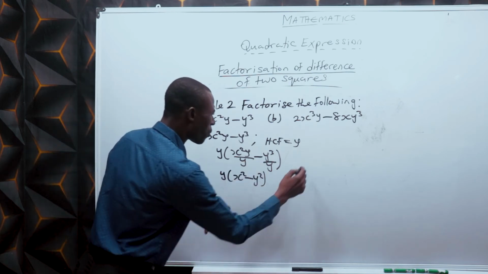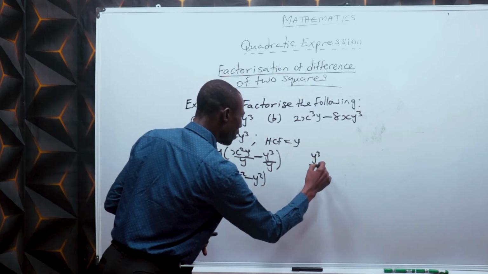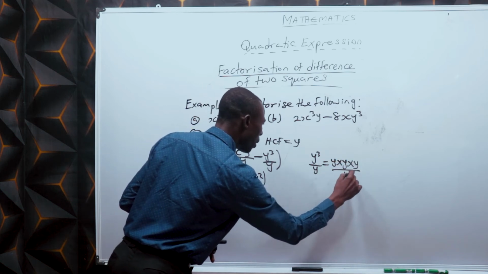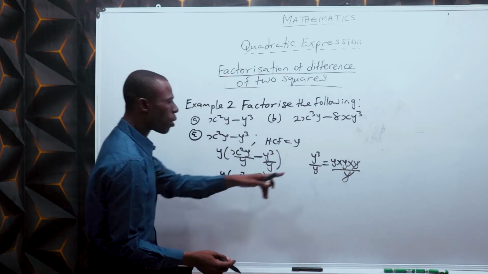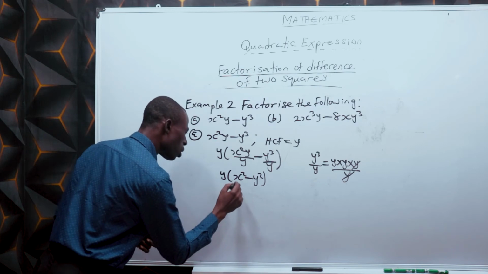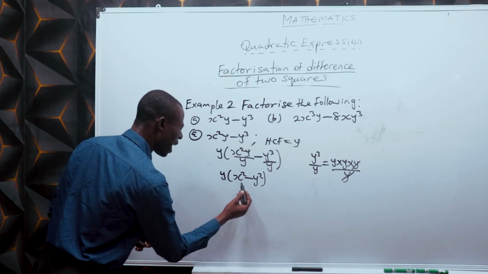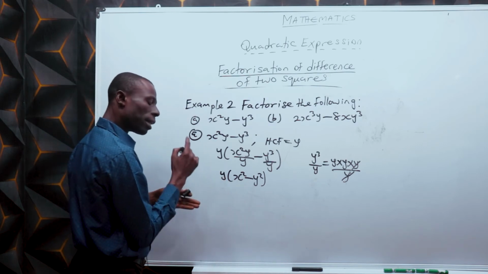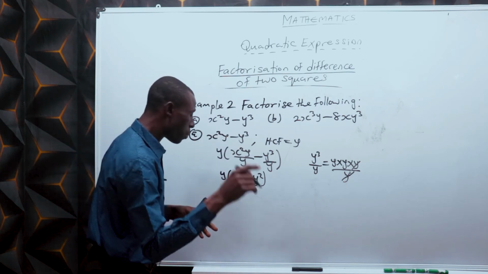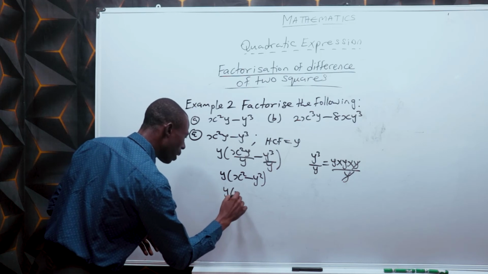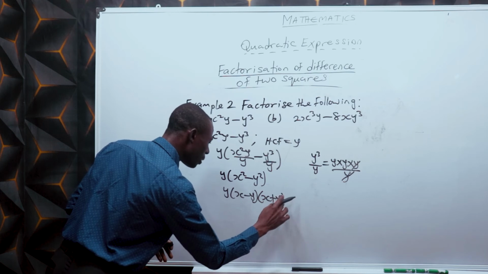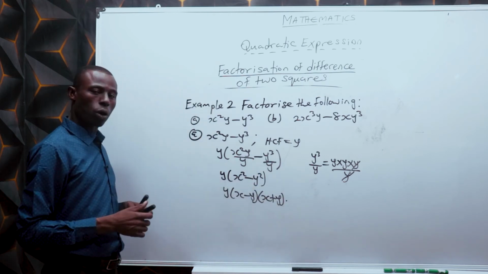You know, y raised to power 3 divided by y means y times y times y divided by y. Y cancels y. You have y times y, which is y squared. So remember that this format has been given from the beginning in the format of a squared minus b squared, which should be equal to a minus b into a plus b. So y into x minus y into x plus y. That is the end of that.